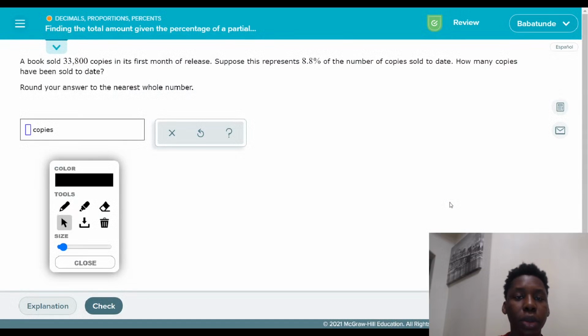Today my name is Babatunde Arolo, and we're going to be talking about finding the total amount given a percentage of a partial amount. This is another example, based on the previous example that we worked on. You can pause and test your knowledge if you want to, or you can follow me along the way, or skip ahead to wherever you may find problems.